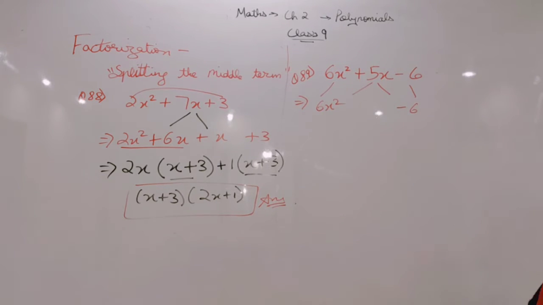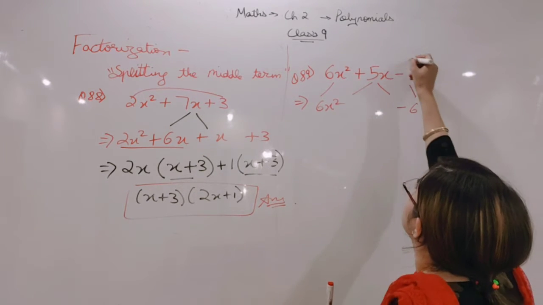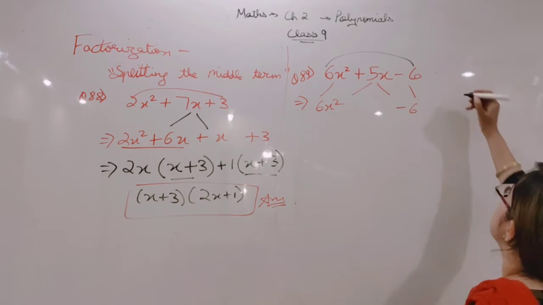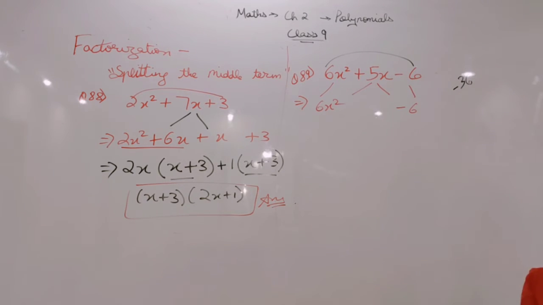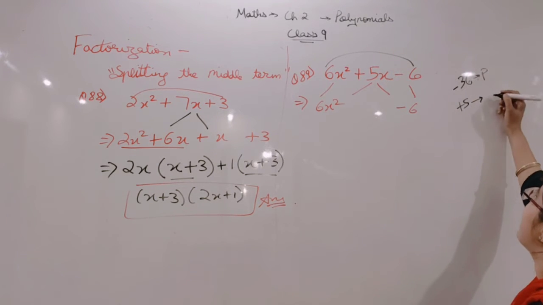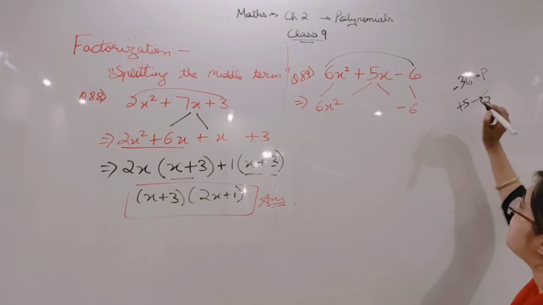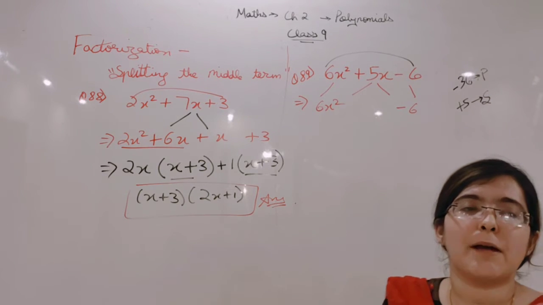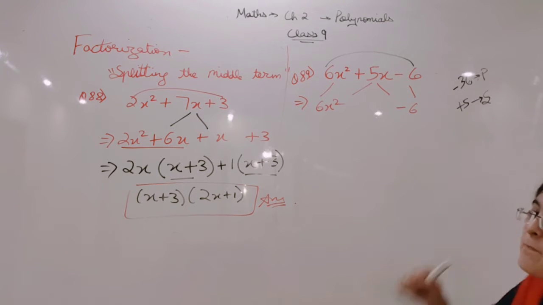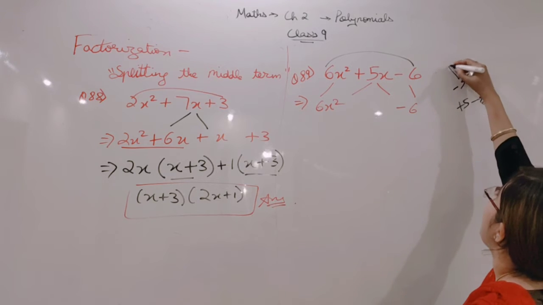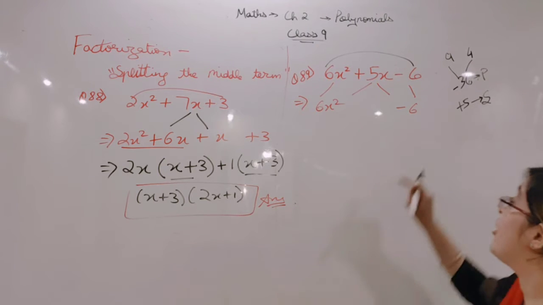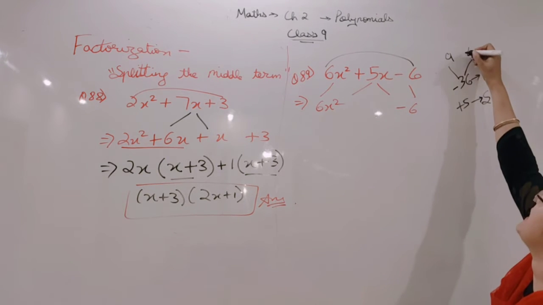Now what do we want? The product 6 into 6, but here it is minus 6. So what will we take? Minus 6 into 6, minus 36. And here it is plus 5. So we want the product as minus 36 and the sum as plus 5. What can we take? Two numbers whose product is minus 36 and sum is plus 5. What can I take? 9 fours are 36, but I want a negative sign, so I can take negative here.